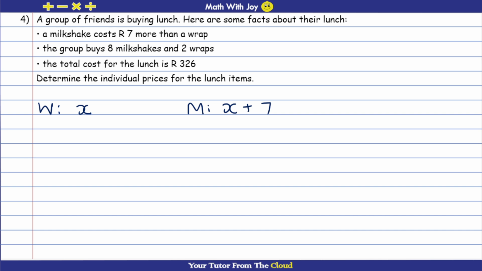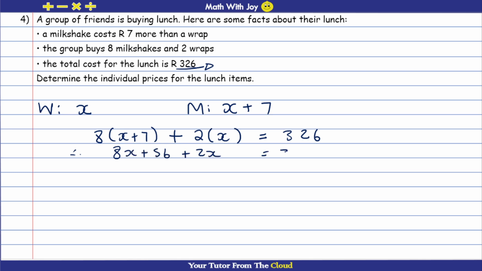Now this also tells us that the group will buy 8 of these milkshakes and 2 wraps. The total cost will be 326. So they will buy how many milkshakes? 8 milkshakes, and we know how much each milkshake costs. That's x plus 7. When you add that with the cost of the wraps, which they bought 2 of, and each wrap costs x amount, that gives us 326. So we just have a simple linear equation, and we're going to solve for this simply.